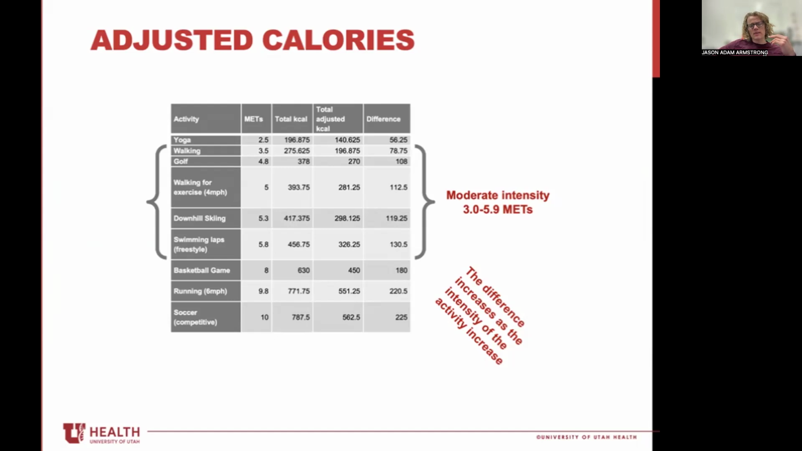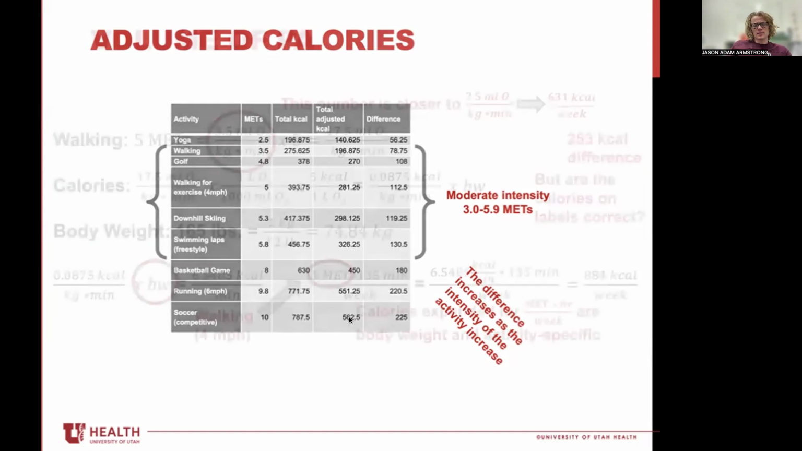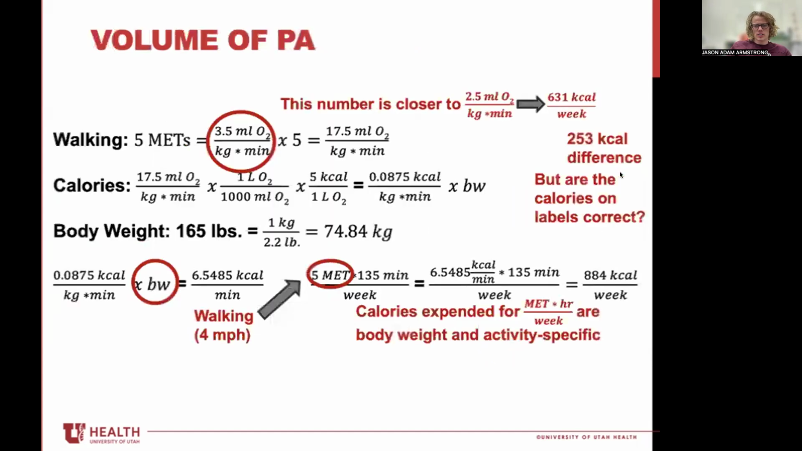Additionally, and this is where I'll end for today, and then we'll do some muscular fitness stuff next week. But the other thing to think about is this question: are calories accurate? So tracking calories is an effective way to lose weight.